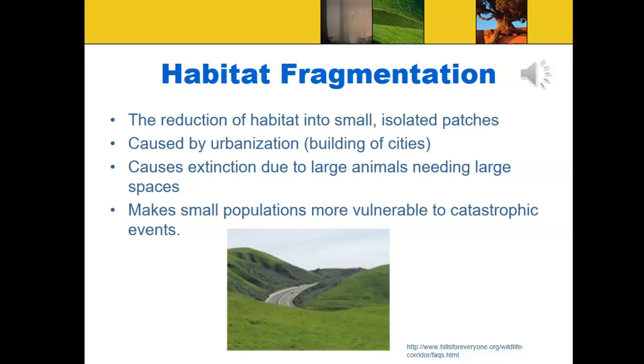The main reason for habitat fragmentation is urbanization, or the building of cities. When we build cities in the middle of an ecosystem or a biome, then obviously we're fragmenting that ecosystem, and we're taking away some of the resources that the organisms in that ecosystem needed to survive. Large animals are really devastated by habitat fragmentation. Also, very small populations are more vulnerable to catastrophic events in habitat fragmentation. They just don't have the numbers to be able to survive.